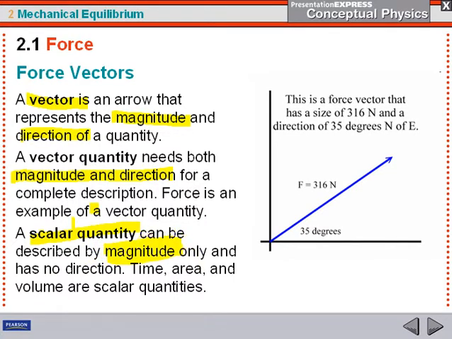And so some properties of that are time, which doesn't have a direction; area doesn't have a direction; it has a location but not a direction; and volume, which doesn't have a direction.